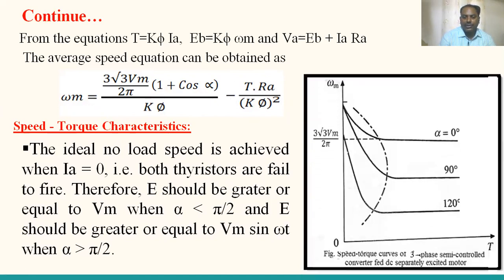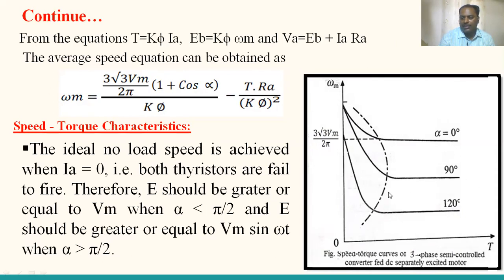That alpha is equal to 0. What is the speed? These are the no load speeds. So speed versus torque. These characteristics are also similar to those of the single phase semi-controlled converter fed DC separately excited motor, right? So the operation is completely in the first quadrant from alpha to 180 degrees. There is no second quadrant, so it only occupies the first quadrant.